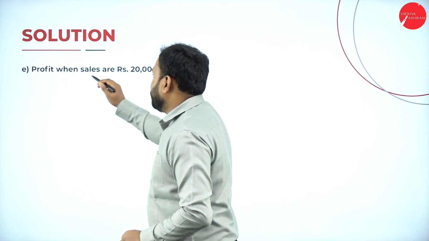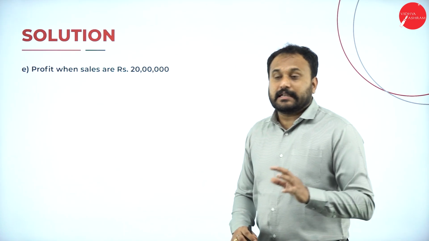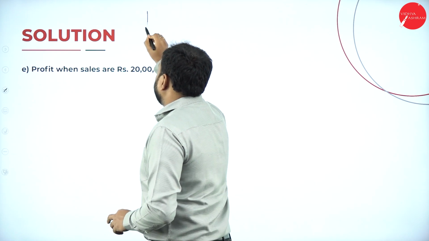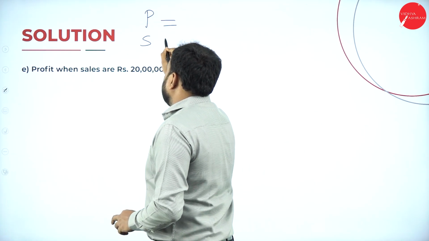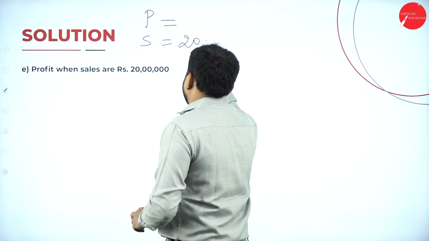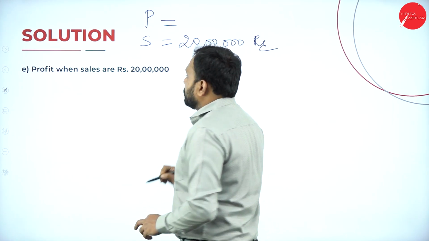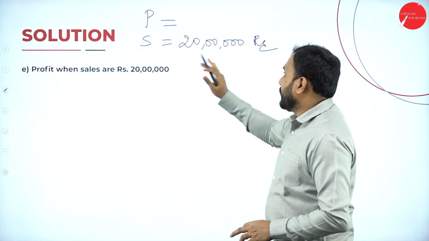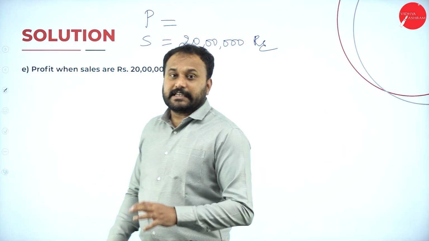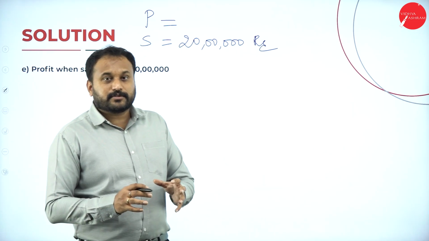So let's go with the next one, and the next one here we have is the E question, that is profit when sales are 20 lakh rupees. Now this is what the question is: profit when sales are 20 lakh rupees. Now again for this, how are you supposed to do it?